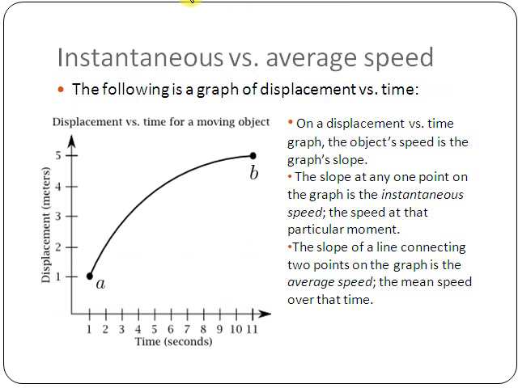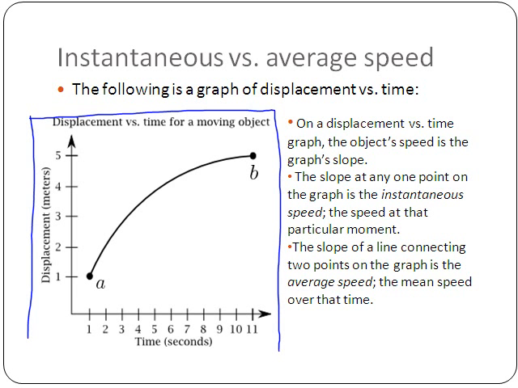So let's look at a little bit of instantaneous speed versus average speed. What we have here on the left side is a graph of displacement versus time. Let's assume the object is moving in a straight line. We can see that it starts off at a displacement at point A of 1 meter. It ends up at a displacement of 5 meters later on at point B. Point A was at 1 second, and point B happened 10 seconds later, at 11 seconds.